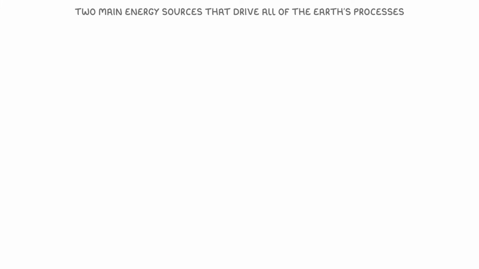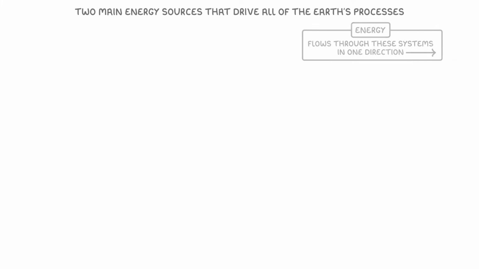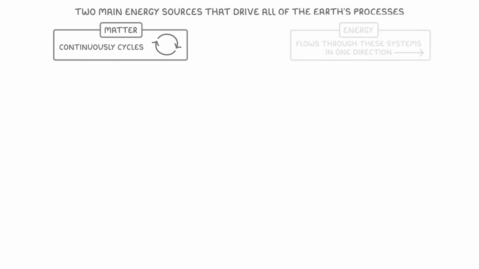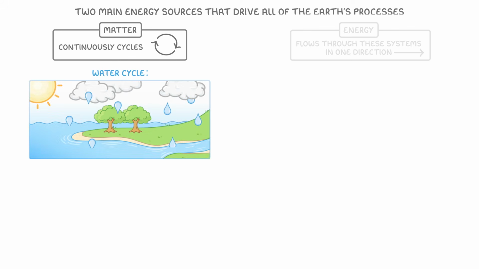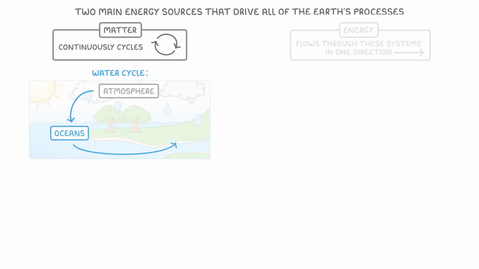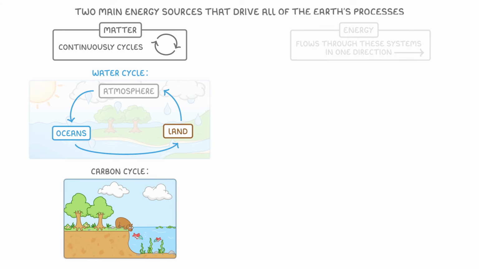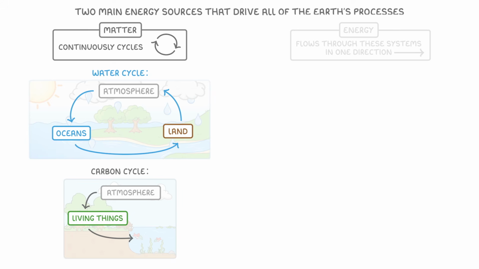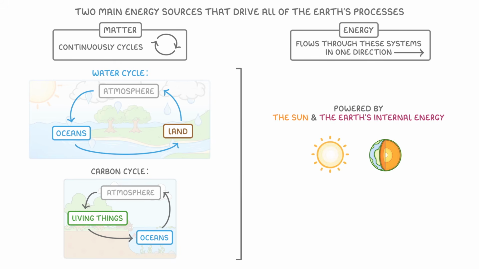The way matter moves through Earth's systems is a bit different though. Whilst energy flows through these systems in one direction, matter continuously cycles. The water cycle, as an example, moves water between atmosphere, oceans, and land. The carbon cycle, by comparison, moves carbon between the atmosphere, living things, and oceans through photosynthesis and respiration. These cycles, powered by the Sun and the Earth's internal energy, keep Earth systems functioning as one interconnected whole.